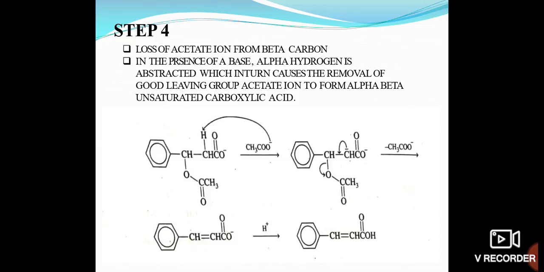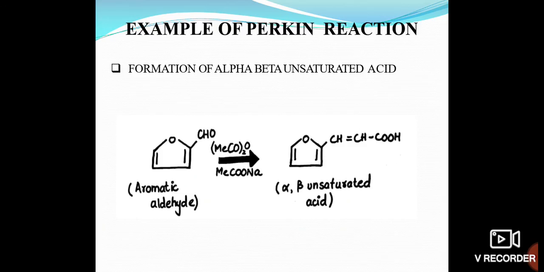And that is again treated, with elimination of another acetate group. First the intermediate is treated with acetate ion, elimination of proton forms a carbanion, and in the next step elimination of another acetate group forms a double bond, and lastly addition of hydrogen forms cinnamic acid. This is about the mechanism.